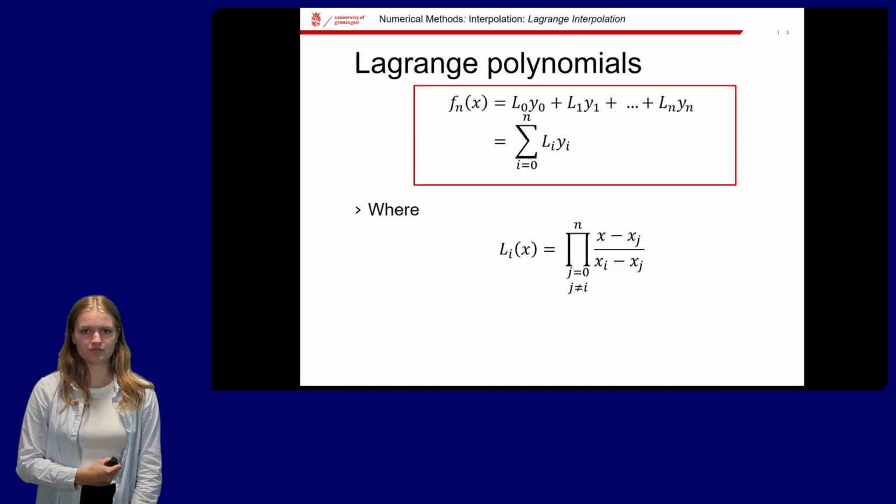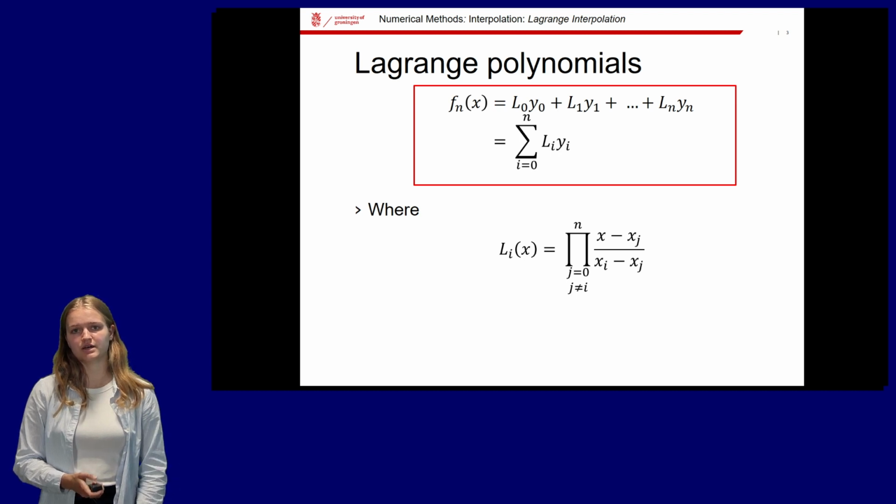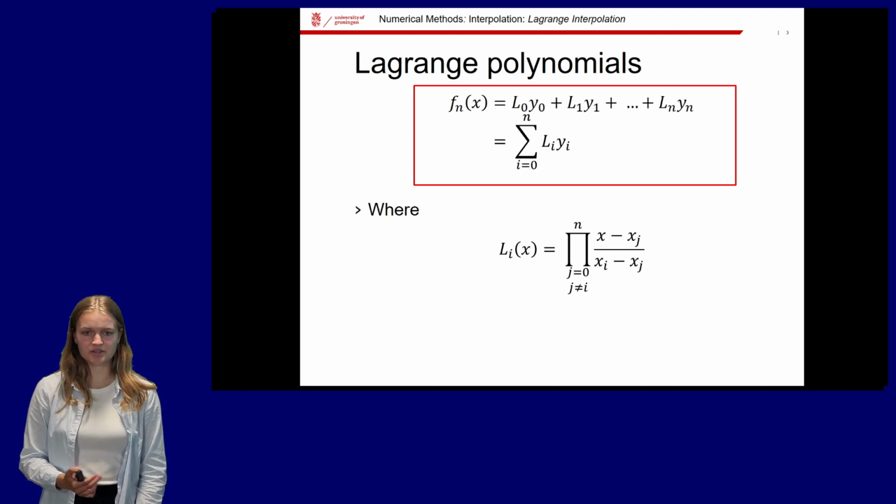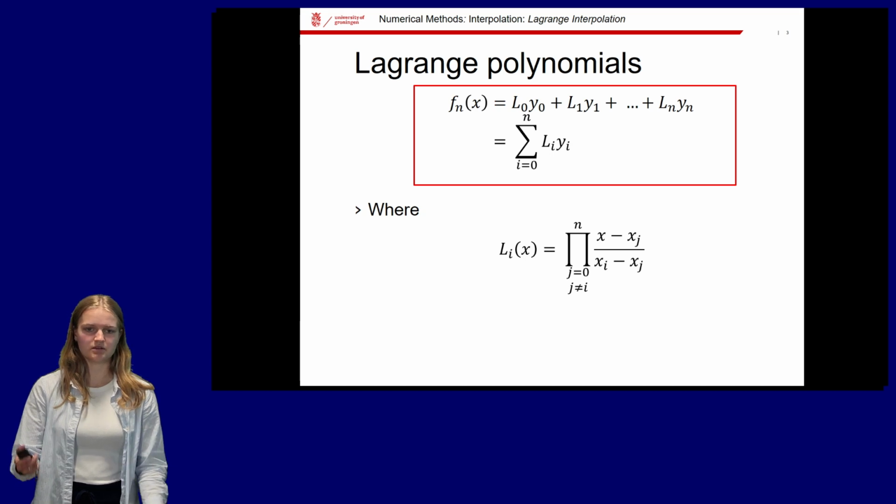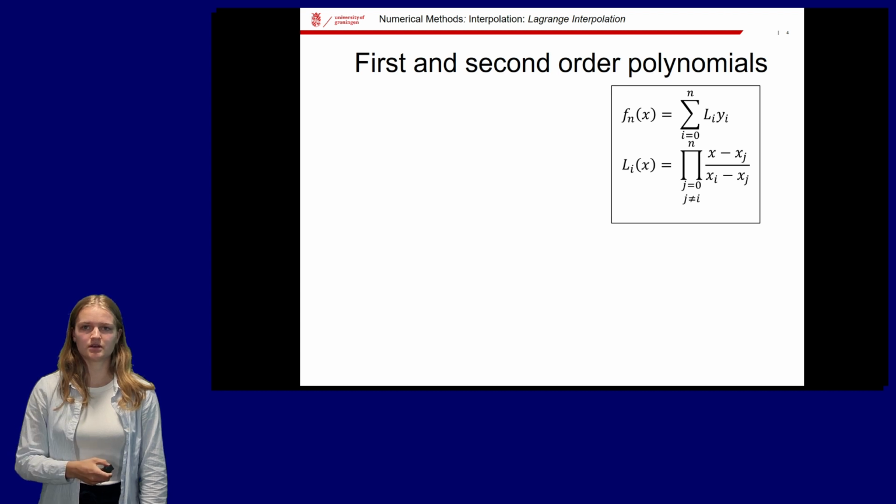And the functions Li of x are given by this expression. And they are given by the product of x minus xj over xi minus xj for j ranging from 0 to the degree of the polynomial n. And j cannot be equal to i, because then the denominator would be equal to 0. So these are, again, the general expressions, and we can just plug in values and see what the first and second order Lagrange polynomials will look like.